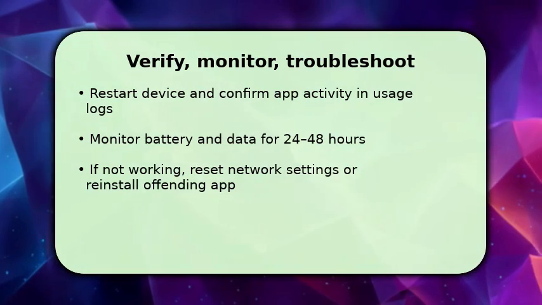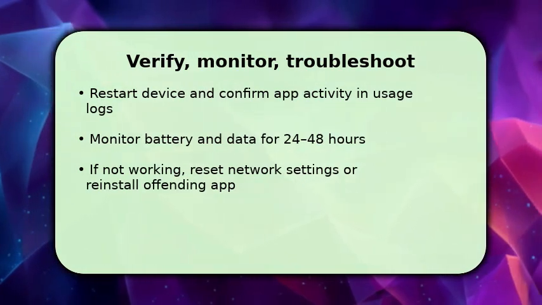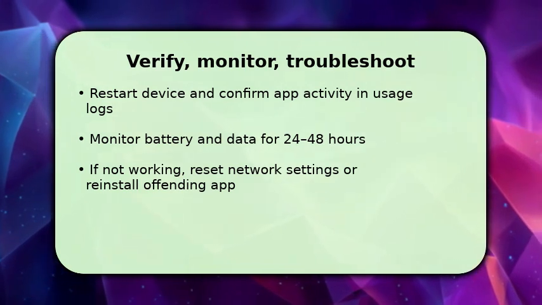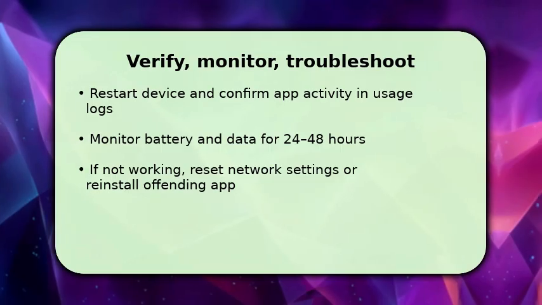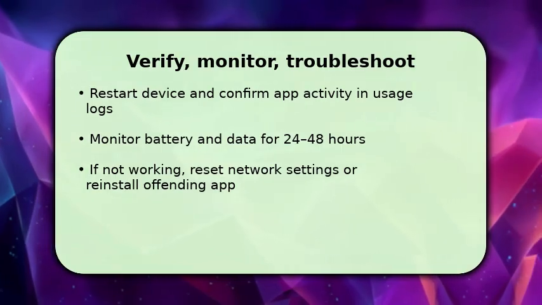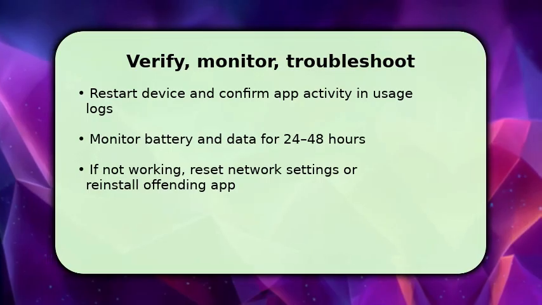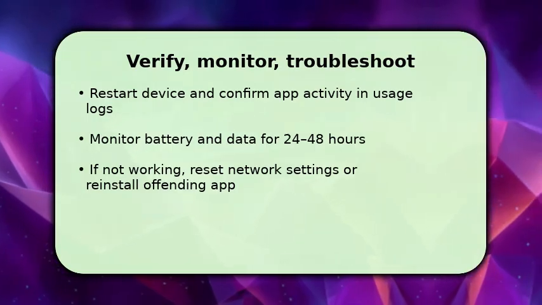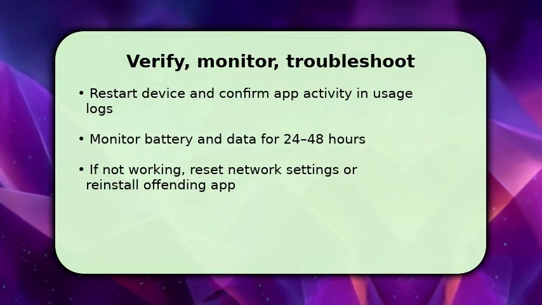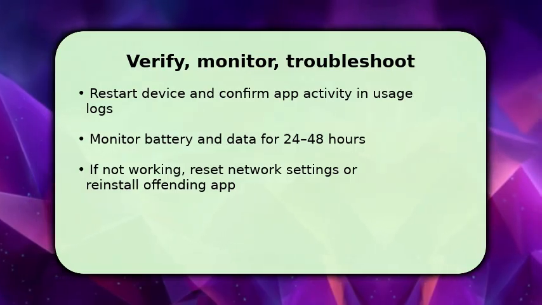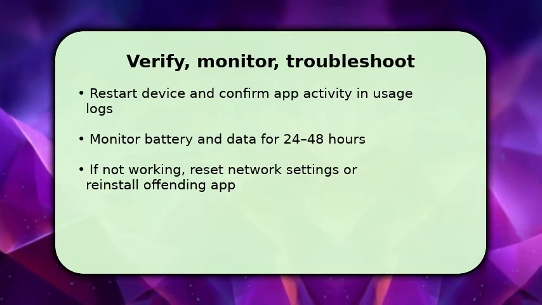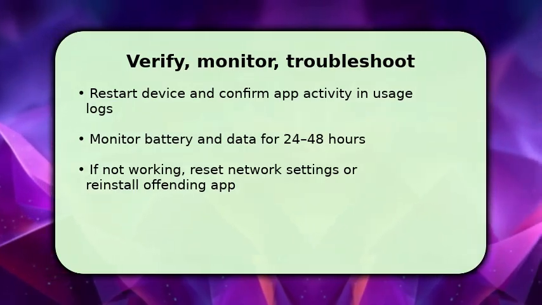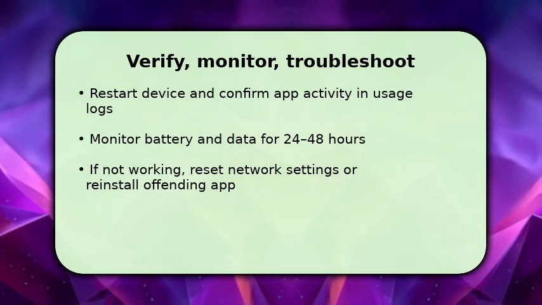Finally, verify and monitor. Restart your device to apply settings, then check battery and data usage over the next 24 to 48 hours to confirm background tasks run as expected. If things look off, make sure low-power mode is off and any system-level app limits are cleared. A key troubleshooting move: reset network settings or reinstall an app that still won't refresh. If problems persist, toggle global Background App Refresh off and back on to force a system refresh.